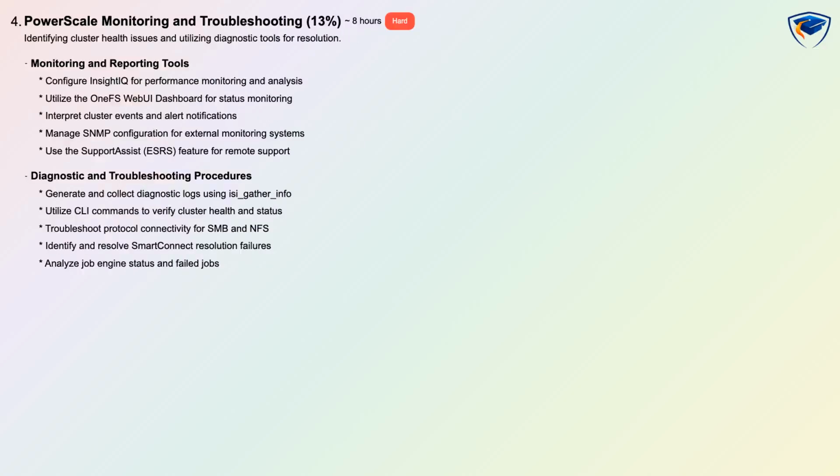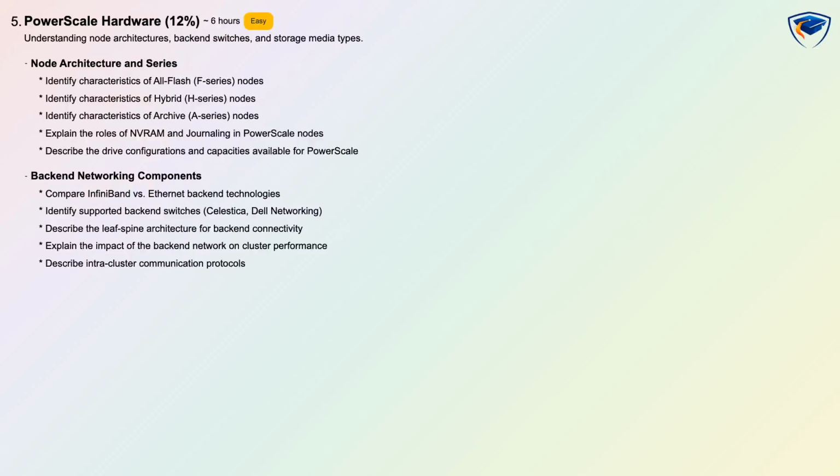Moving on to the next domain, PowerScale networking accounts for 18% of the exam. This domain focuses on designing and implementing front-end and back-end connectivity for PowerScale clusters. It includes external network configuration, SmartConnect and DNS management, and knowledge of network architecture and protocols. In PowerScale networking, you'll learn about configuring IP address pools and subnets for front-end access, managing VLAN tagging and interface aggregation, and configuring static routes and default gateways.